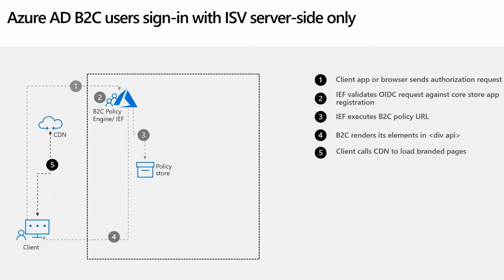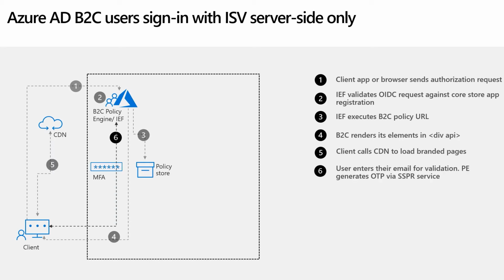In step 5, the JavaScript on the client browser pulls the HTML from the custom HTML stored in the content delivery network, also known as CDN, and merges it with what is stored within the policy engine. This is what provides that custom branding that you see on the page. Followed by step 6, the user self-asserts in the UI via an email.